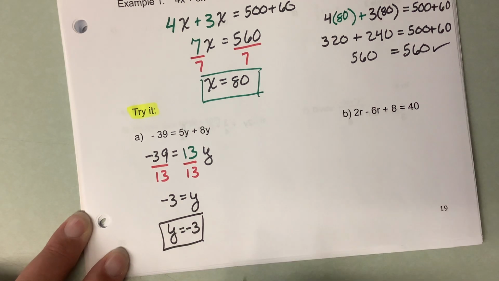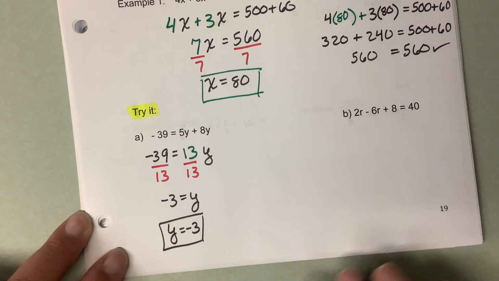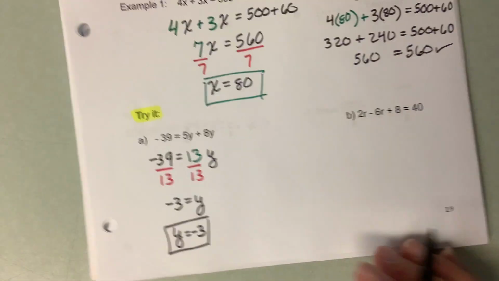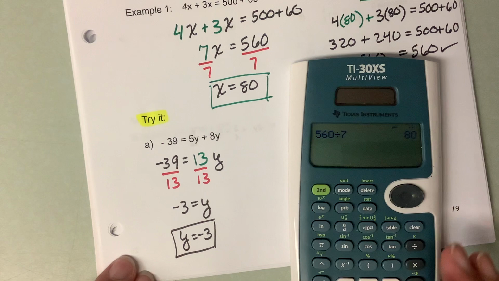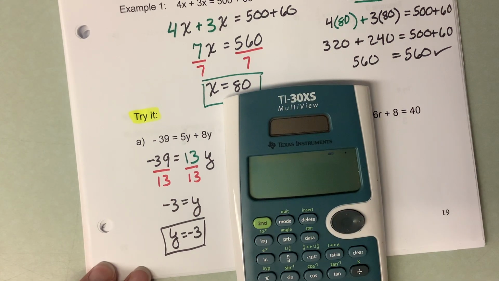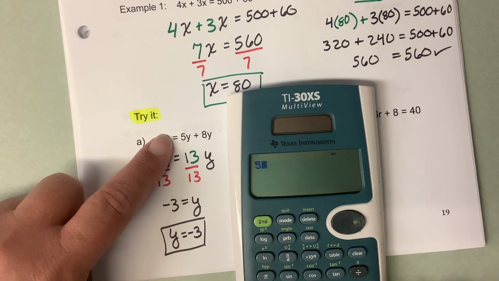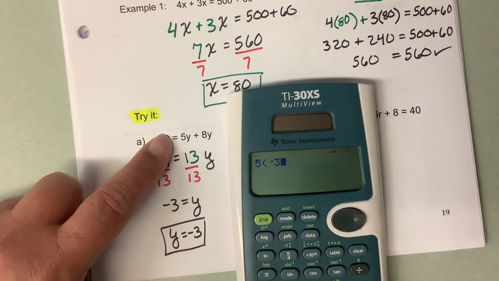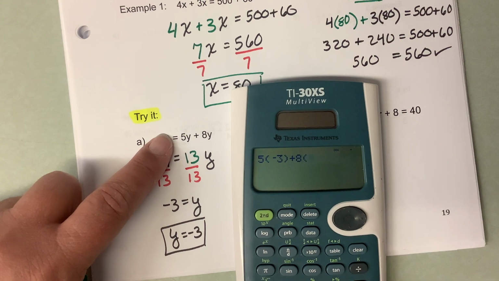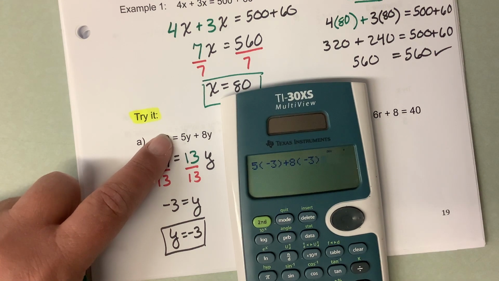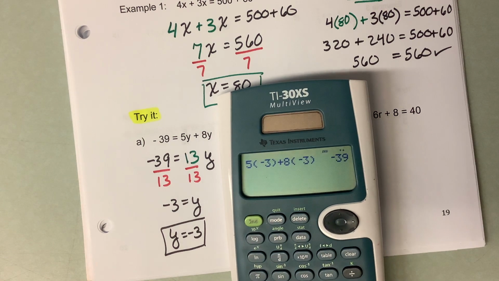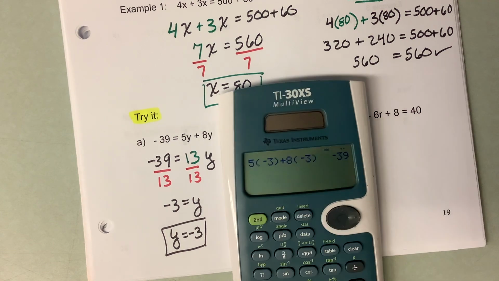Put a little box around it because it's done. And I'm going to check it on my calculator because it doesn't tell me to check it, and there's no word check there. So I'm just going to use the calculator. 5 parentheses negative 3 parentheses plus 8 parentheses negative 3 parentheses. And I'm hoping I get negative 39. Let's see if it worked. Oh, look at that, negative 39. Beautiful.